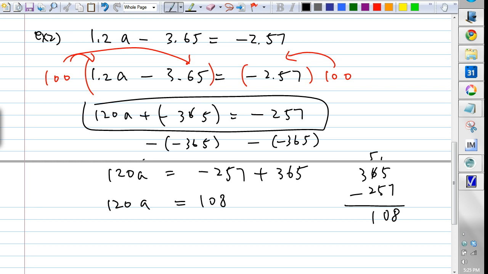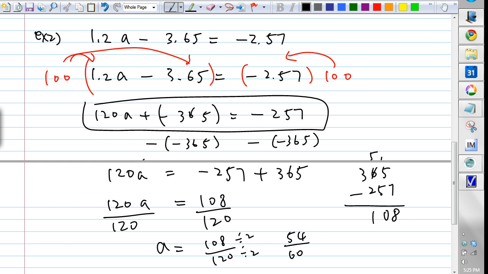120a equals 108. Then of course, to get a by itself, we divide by 120. Since it's multiplying by 120, you undo that by dividing by the same number, 120. A is equal to 108 over 120. Let's make this simpler. Simplify this fraction. Divide top and bottom by, how about 2? So we get 54 over 60. And divide top and bottom by 2 again, since they're both even. So we get, what is that? That is 27 over 30.